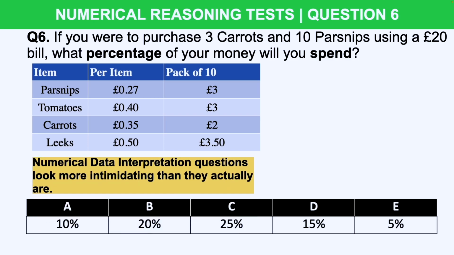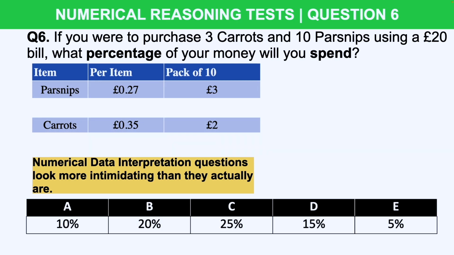Now, numerical data interpretation questions look more intimidating than they actually are. The trick here is to find the relevant information you need and disregard the rest. Most of the information will be redundant most of the time. Here, we only need to look at the rows for the parsnips and the carrots. The information for the tomatoes and leeks is redundant and isn't needed, so we can remove it just like this. That makes it a lot simpler to look at and a lot less overwhelming.